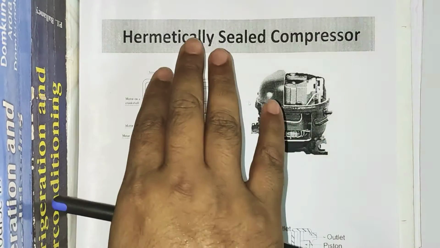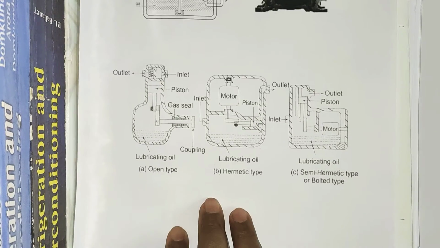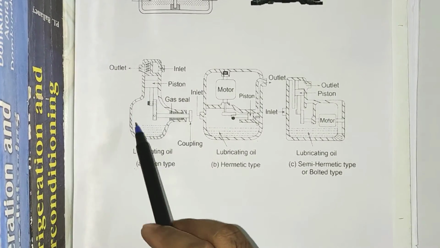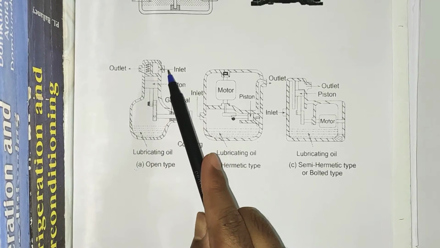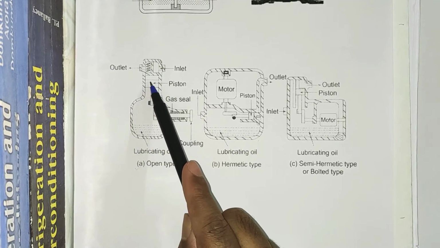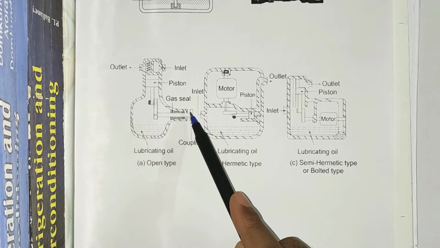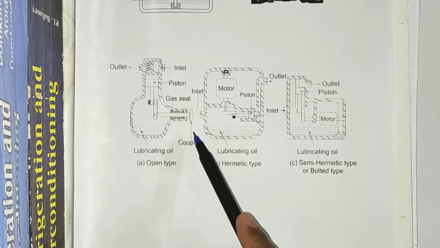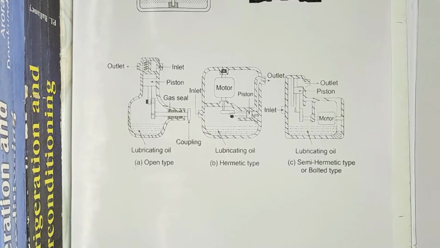Now, before we start with the hermetically sealed compressor, first we have to take a close view of the open type compressor. This figure, figure A, denotes an open type compressor. If we look at this figure, there is an inlet port and an outlet port, and a piston cylinder arrangement. The piston is reciprocating in the cylinder, which is coupled to a separate gear arrangement, and that is again coupled with a coupling, and some lubricating valves are also placed within the cylinder.